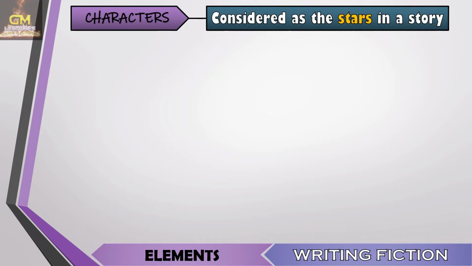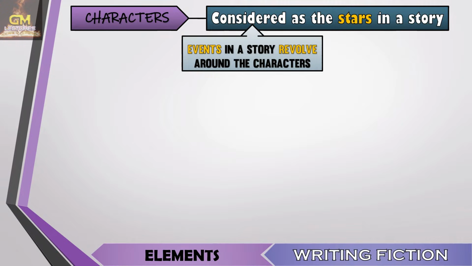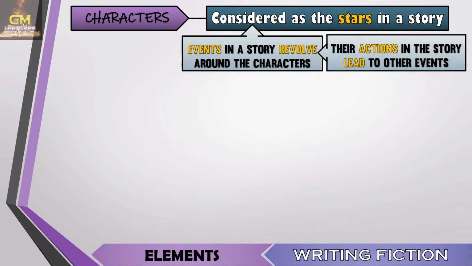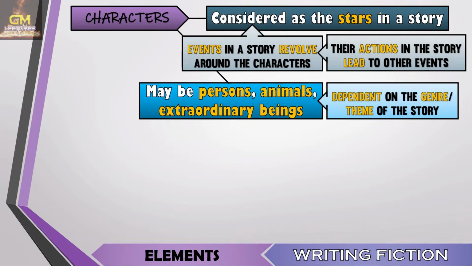Let us start with the characters. The characters in the story are considered as the stars in a story, as the events in a story revolve around the characters, in a way that their actions in the story would lead to other events. Also, the characters may be persons, animals, or even extraordinary beings, which would of course be dependent on the genre or theme of the story being written.